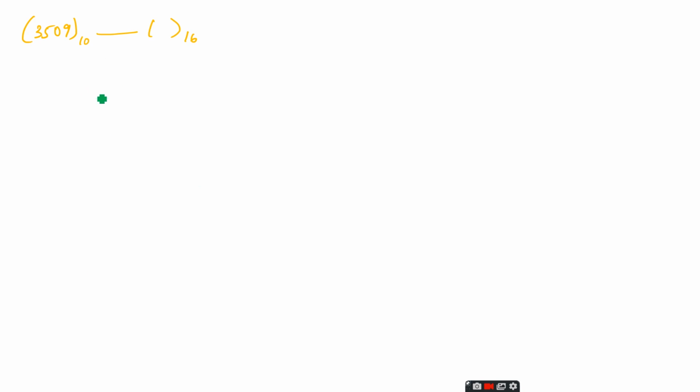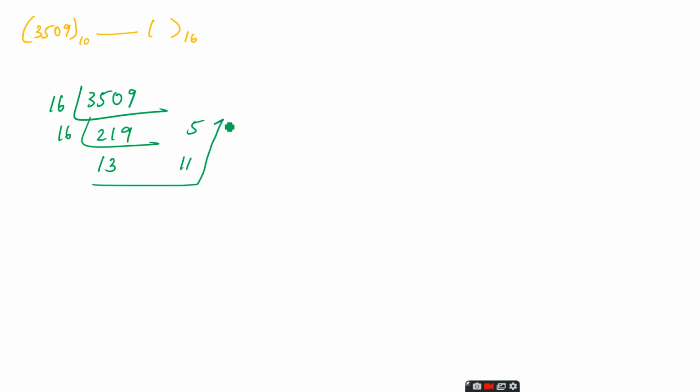One more example is 3509. We are dividing it by 16. We'll get the quotient as 219 and the remainder 5. We'll write it on the side. Again we will divide 219 by 16. Then we'll get the quotient as 13 and the remainder as 11. We have to write it on this side. Now it is not possible to divide 13 by 16, so we'll write the answer.